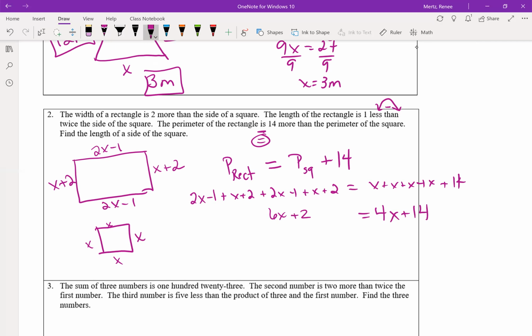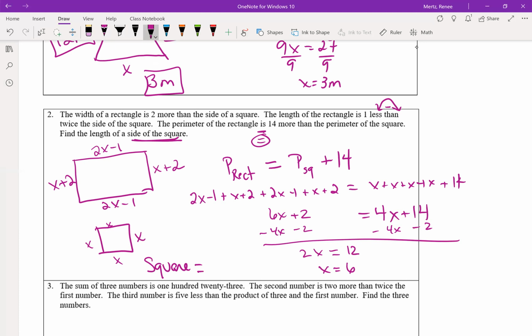So I'm getting my x's on one side, my numbers on the other. I'm shortcutting and doing it all in one step. Get x equals 6. What did they ask for? They asked for the length of the side of the square. So the square equals 6 units. We don't have any, so 6 units.